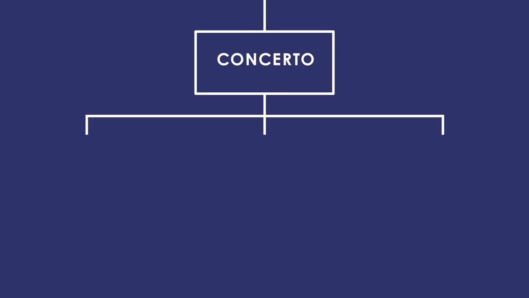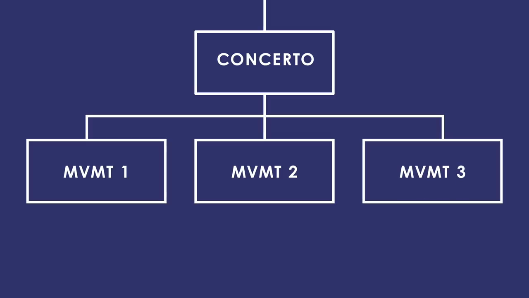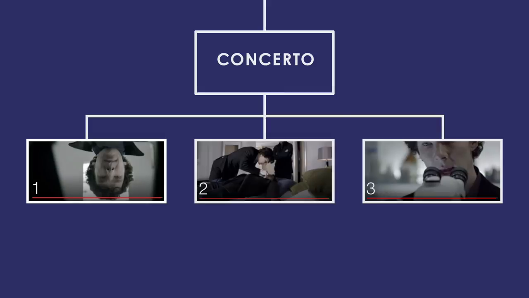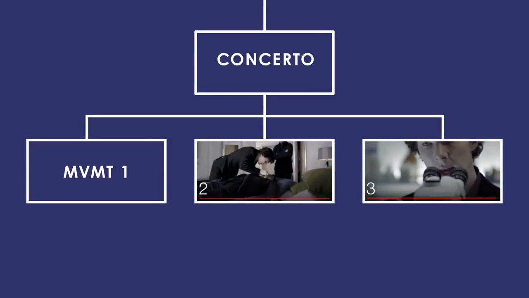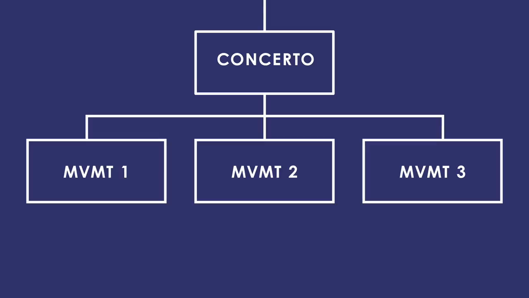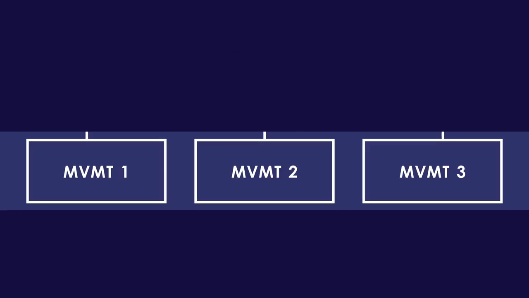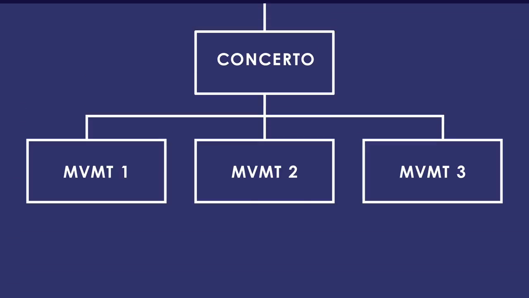Many concertos are written in a three-movement structure. Think of movements in classical music like episodes of your favorite show. Each episode can be watched separately, but they're a part of a larger story arc. Movements in music function in much the same way. Each movement contains its own internal structure, but it is part of a larger architecture.